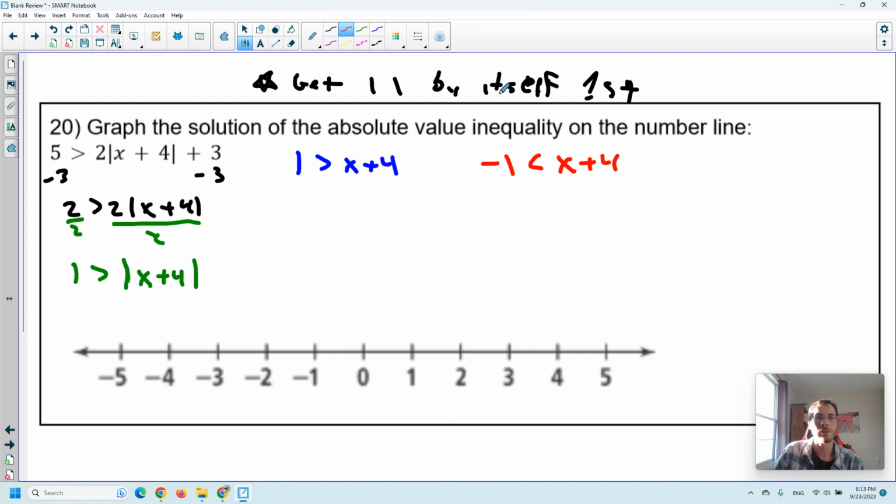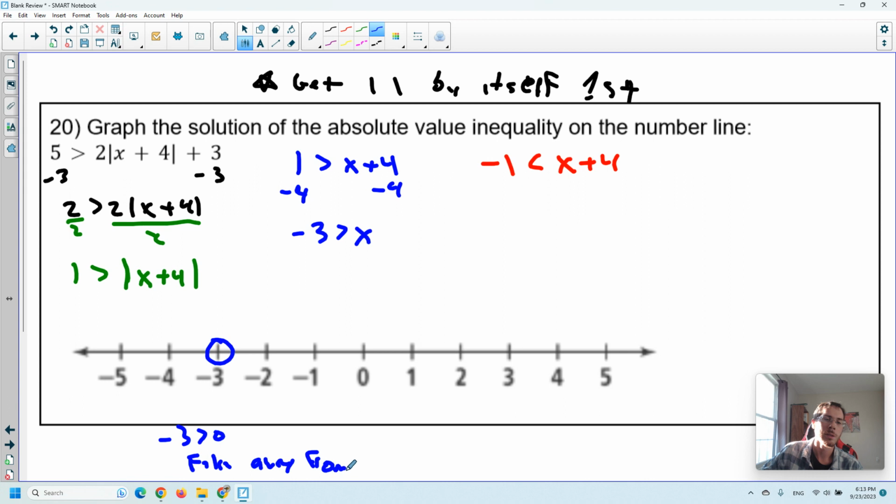All right, well, I'm not too happy because I see the x isn't on the side that I like, but that's okay. I'll still work with it. Well, minus 4 on both sides. Alternatively, I could do a whole bunch of steps to get the x by itself, but I think I'm just going to deal with what I got. -3 is greater than x. So I know my point's at -3. Greater than x. So I got to think, is -3 greater than 0 true? No. So I need to go away from 0.